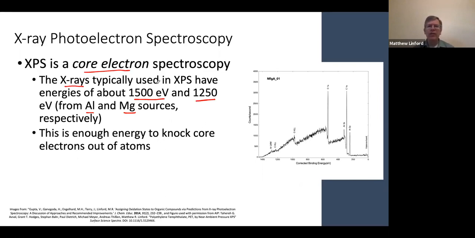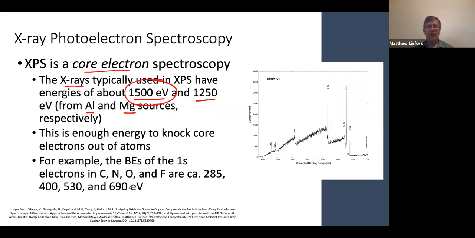I want to emphasize that this amount of energy, 1,500 electron volts more or less, is enough to knock out core electrons from atoms. In fact, the binding energies of the 1s electrons in carbon, nitrogen, oxygen, and fluorine are about 285 electron volts, 400 electron volts, 530 electron volts, and 690 electron volts. And just in case there are some chemists here who don't have a sense for what an electron volt means, a good covalent bond, maybe something like a carbon-hydrogen bond, has a strength of more or less 4 electron volts. We know that a carbon-hydrogen bond is a pretty good bond. Take polyethylene, your Saran wrap. It's a pretty stable material. Those carbon-hydrogen bonds are intact and don't go anywhere.